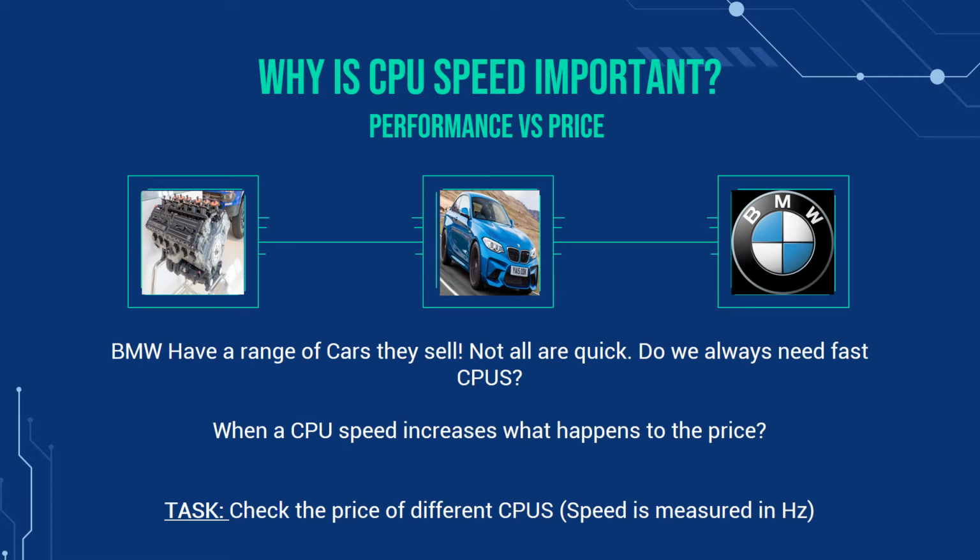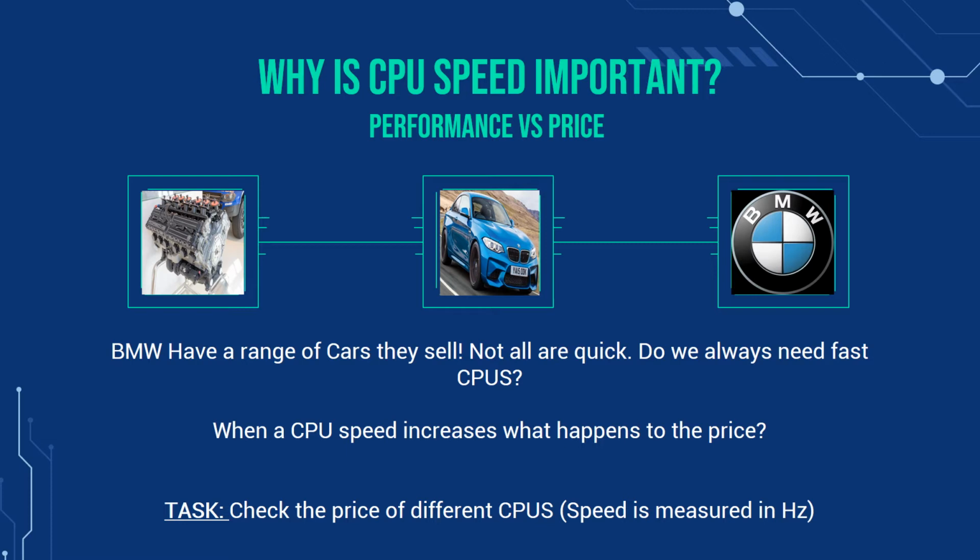I wanted to think about why CPU speed is important. First of all, let's think of a BMW. You can get lots of different BMWs, they all have different engines and they all cost different amounts. They quite often look the same though. The outside they look the same, but some engines are much faster. This means it can go much faster and it has much better performance, but it's a lot more expensive. And this is the same with CPUs. The better the CPU, the more money it's likely to cost.